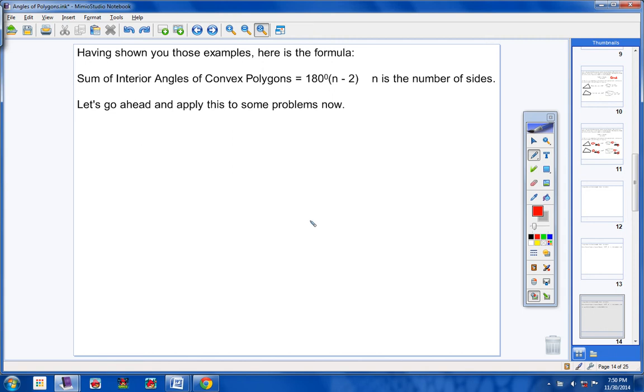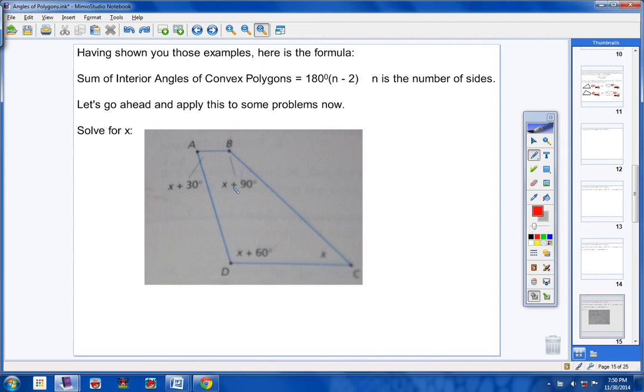Okay, here we go. Let's go ahead and apply this to some problems. So students, please take some really good notes. Here we go, okay? I want you to solve for x, okay?